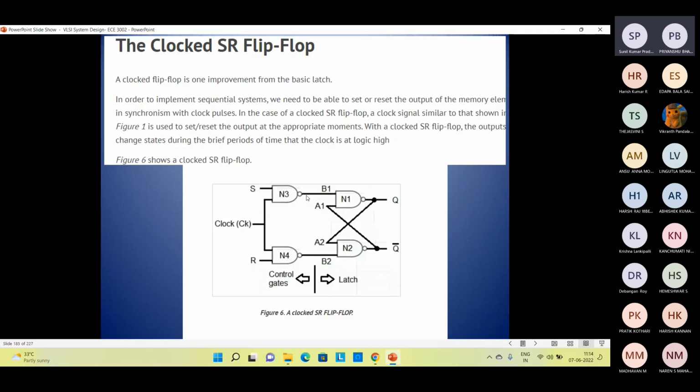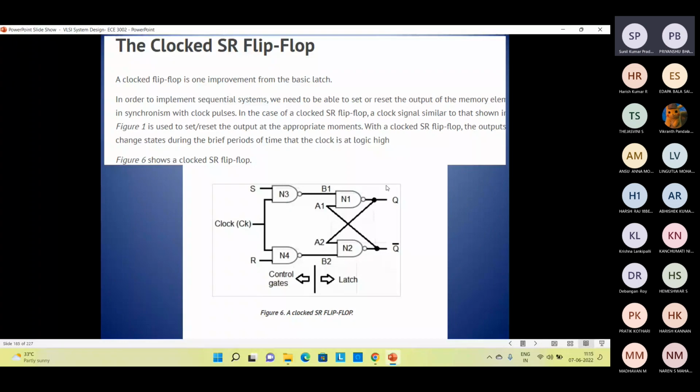Now the output of this N3 is connected to the input of N1 here, another NAND gate, and this is actually B1, and the input of this other NAND gate is connected to the output of this N2. Okay, N2 is another NAND gate. Similarly, whatever output we get from N1, the first NAND gate, is connected to the input of the next NAND gate. And similarly, we get this output Q and Q complement. Okay, now this is actually the control gates and latch. Okay, so this is how this clocked SR flip flop is designed.